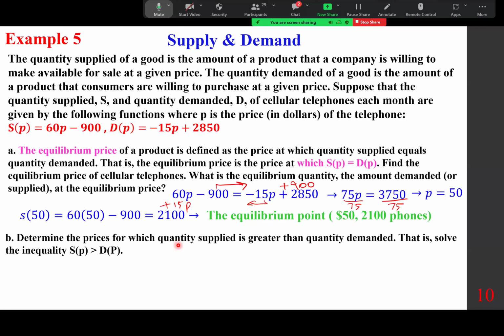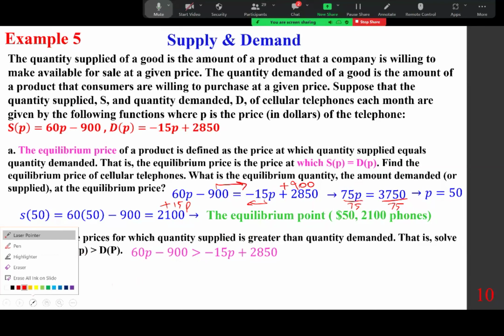Determine the prices for which quantity supplied is greater than quantity demanded. That is, solve for S of P larger than D of P. So the supply has this formula, the demand has this formula, so S of P, this one, larger than this one. And ultimately we get to this one, but larger than instead of equal. It's identical to the previous one, instead of equality it is greater than. So we get to the same answer, 75p. I can show you that one.